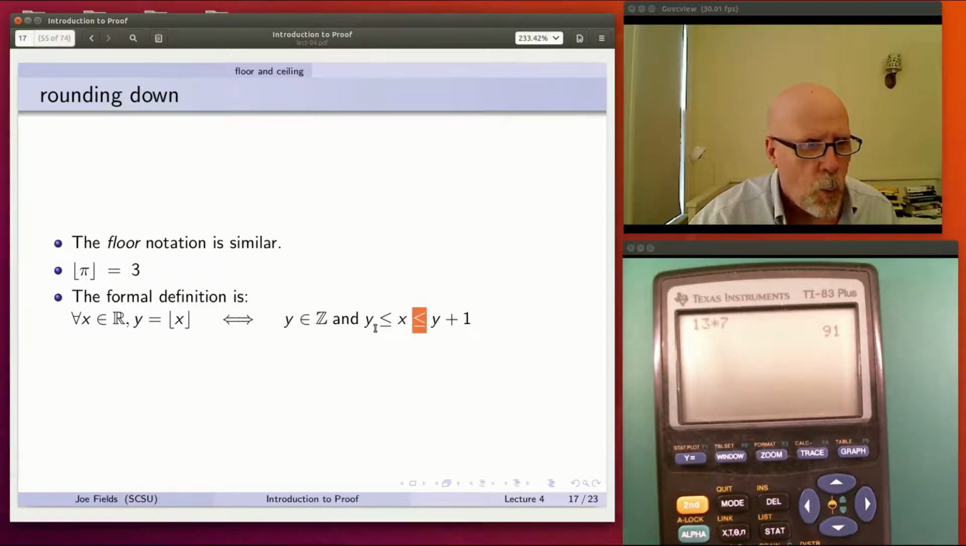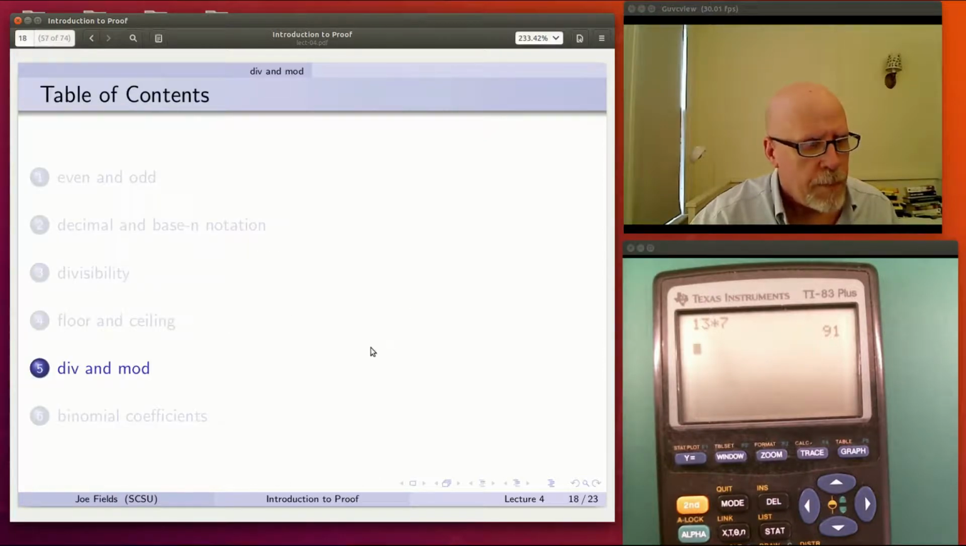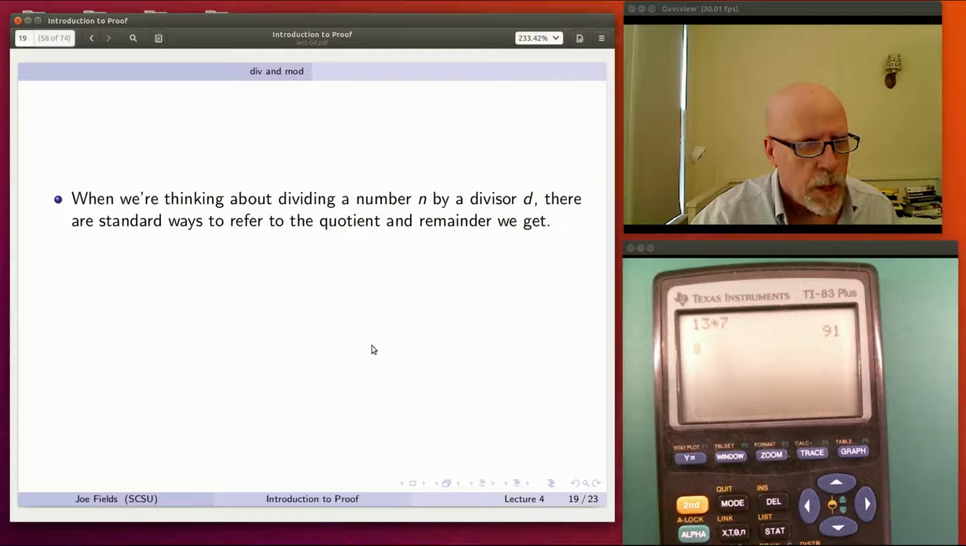So x lies between y and the number 1 bigger than y, but it may be equal to y. It must be smaller than y plus 1. That's how you know you're rounded down. Okay, div and mod. These are just names that people use for the quotient and remainder when you're doing division.